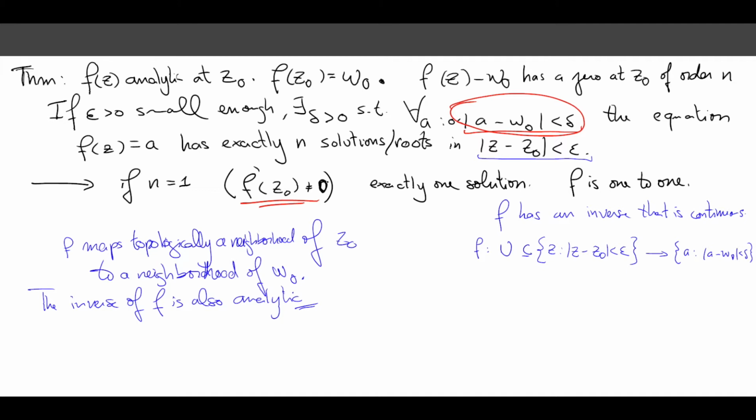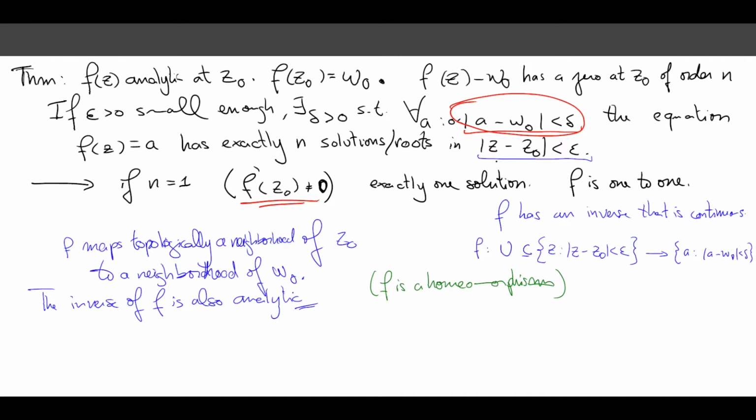Yes, homeomorphism is just the same word as topological. Depending on the community, these things are called different things, but it's all the same. It's a one-to-one map where F is continuous and F inverse is continuous. And the fact that it's analytic comes from the derivative being non-zero, so the inverse is analytic.